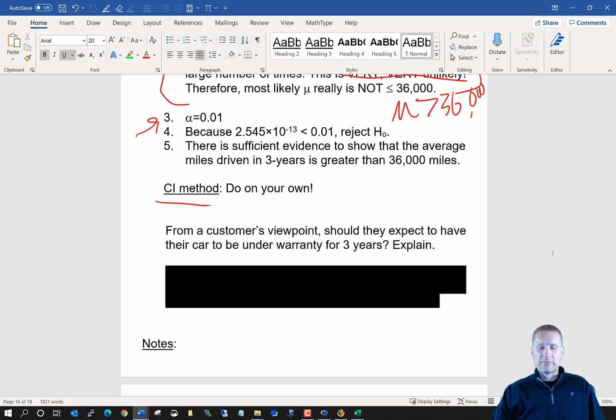So from a customer's viewpoint, should they expect to have their car under warranty for 3 years? Well, no, because it looks like on average, they're going to hit that 36,000 mile mark before they hit that 3-year mark, because at 3 years, their average number of miles driven is greater than 36,000 miles.